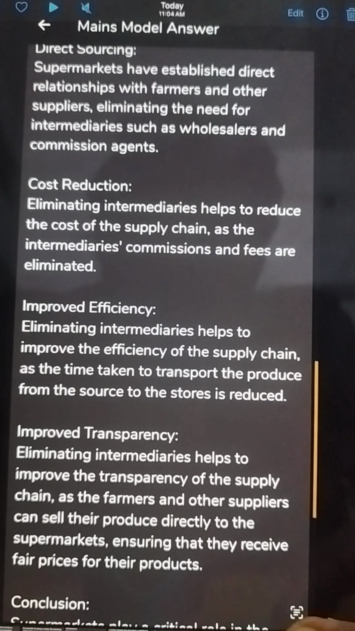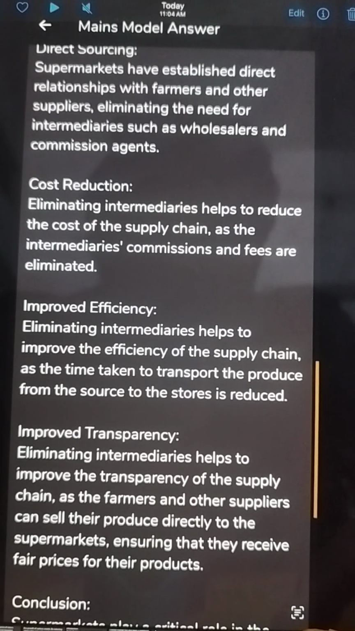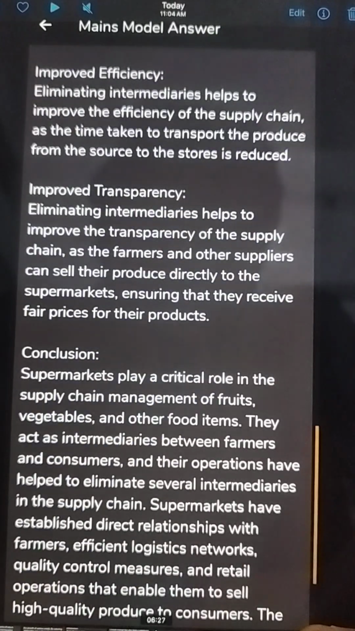Then improved efficiency. Eliminating intermediaries helps to improve the efficiency of the supply chain as the time taken to transport the produce from the source to the stores is reduced. Then improved transparency. Eliminating intermediaries helps to improve the transparency of the supply chain as the farmers and the other suppliers can sell their produce directly to the supermarkets, ensuring that they receive fair prices for their products.